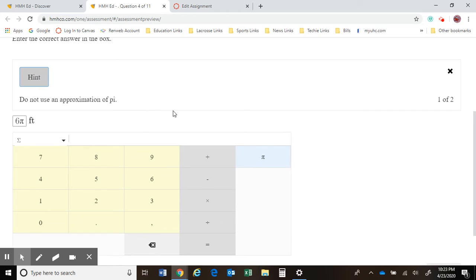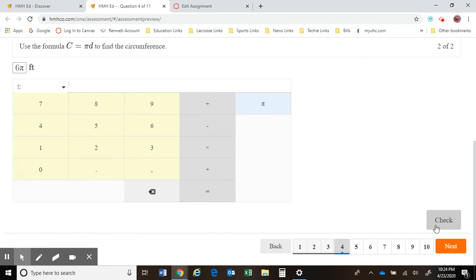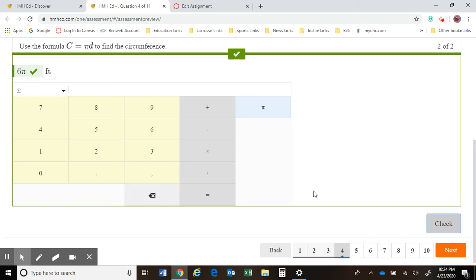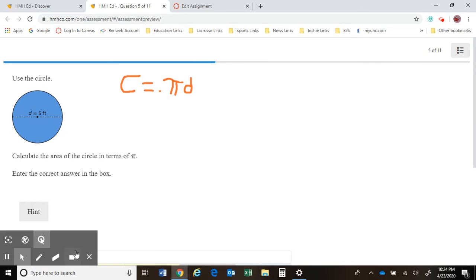You may want to not use the approximation of pi and use the formula C equals pi times diameter. So check it. A little difference there. You'll see as you go on in math that sometimes they want you to multiply times pi, and sometimes they want you to leave pi in your answer.